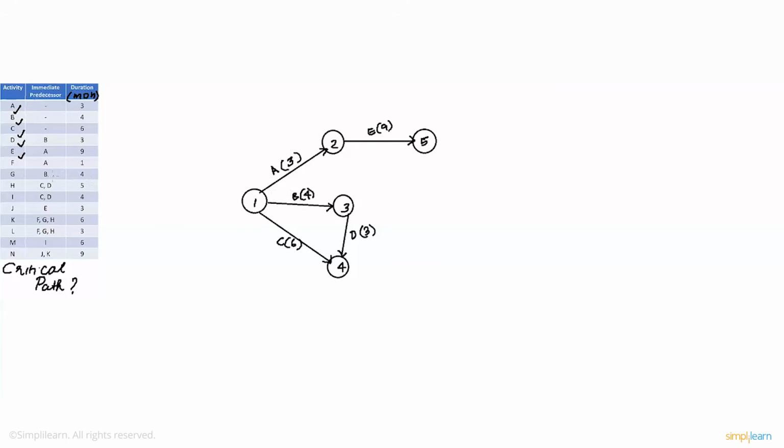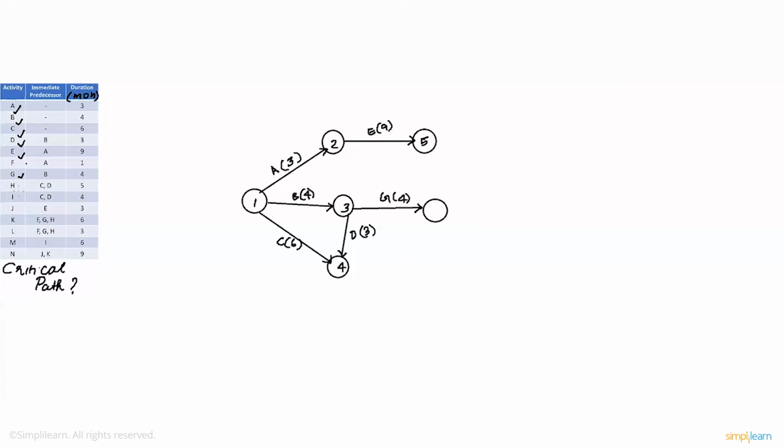G is preceded by B. At the same time, it is used as a combination of F, G, H, which means G can come here. Which is 4. So G is complete. Now there's only F left.